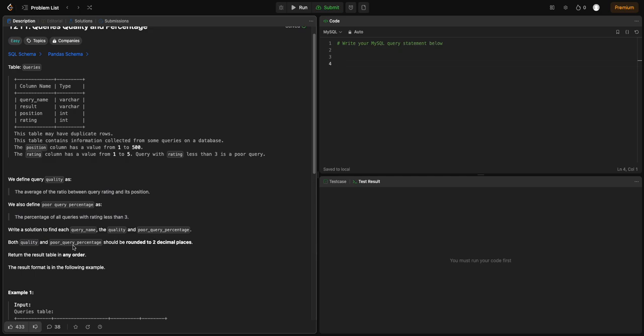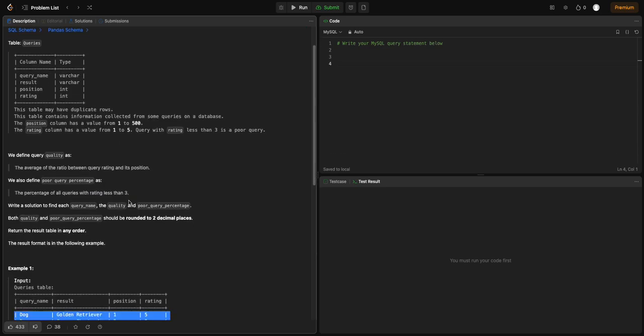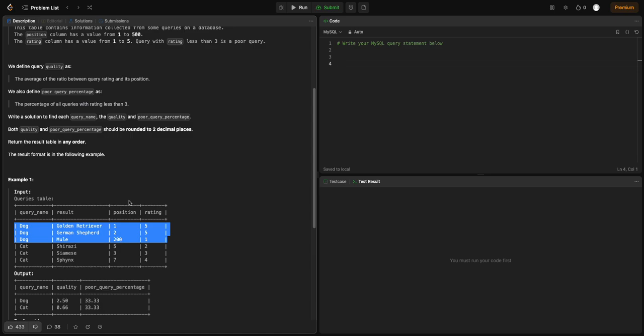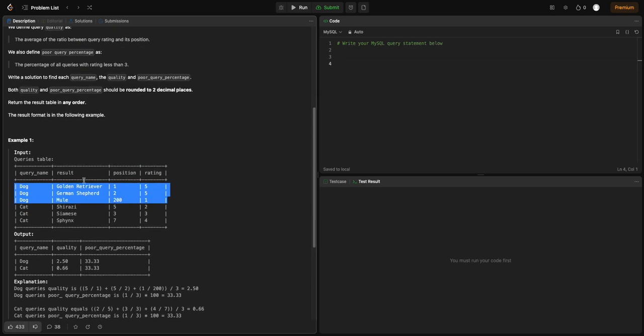Both the quality and the poor query percentage should be rounded to 2 decimal places. We are free to return the result table in any order. Let's look at the example provided to find the approach we can use to solve this question. So we have the input table queries with 4 columns: query name, result, position and rating.